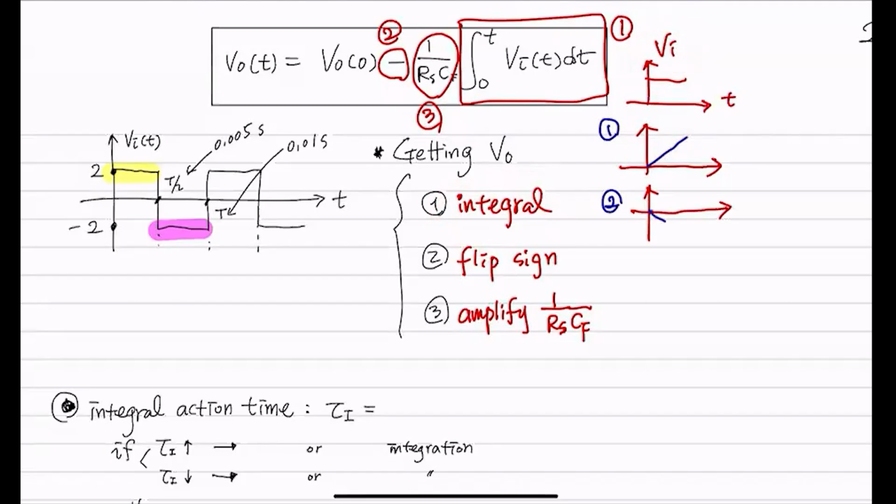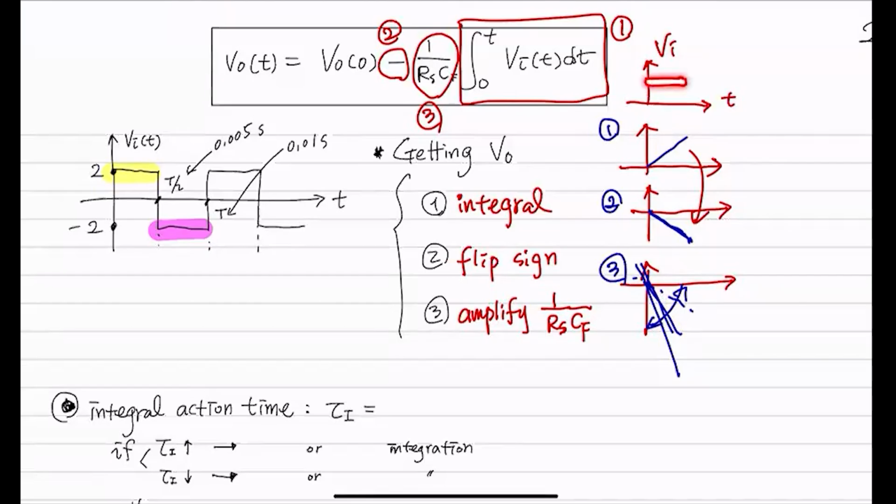And then step number 2, you flip the sign. So you flip the sign over like this. And step number 3, this is what you got already. Maybe you want to amplify that. Amplifying here means your slope is changing, right? The slope of the ramp is getting steeper or getting flatter, something like that, right? So this is going to change. That's step number 3.